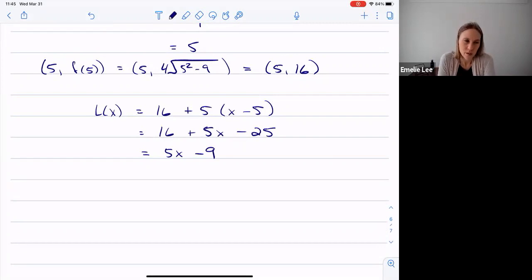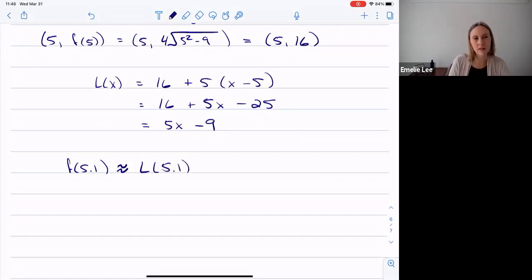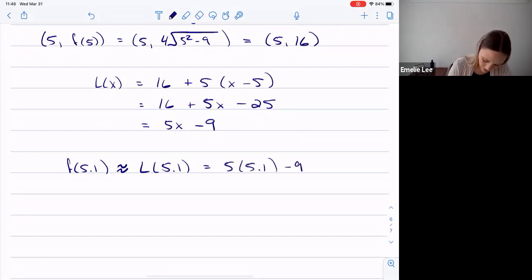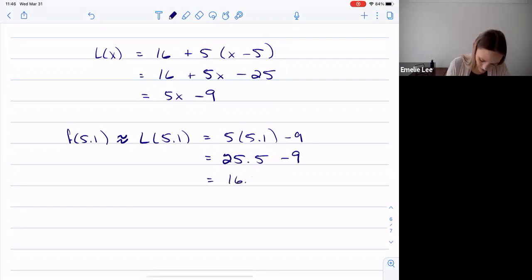So to approximate f of 5.1, or sorry, I think I said 5.01, but it's 5.1, is roughly L of 5.1, which is going to be 5 times 5.1 minus 9. 5 times 5.1 is 25.5, and then minus 9, which is 16.5.